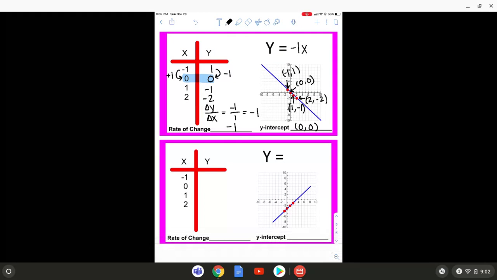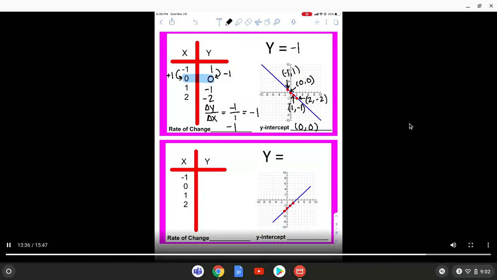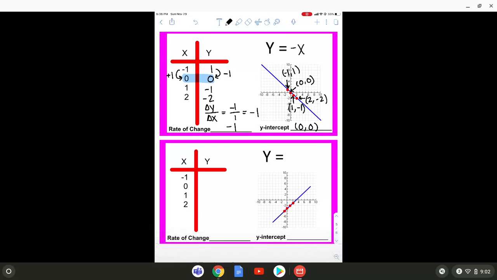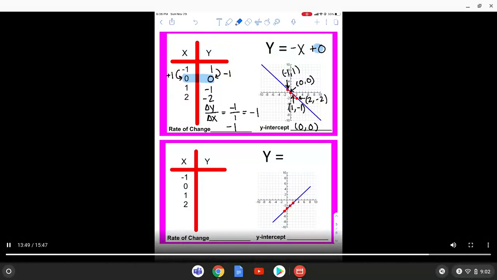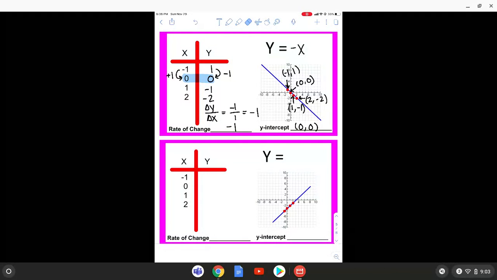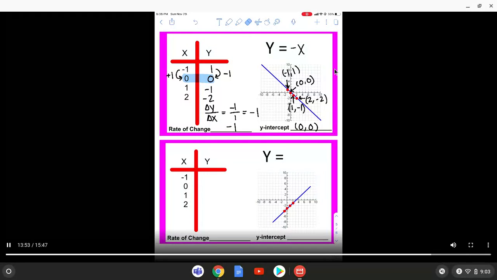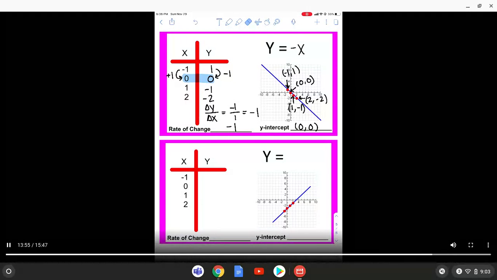So I can write this as negative 1x, but I want us to get in the habit of not writing that 1 and instead just writing negative x. Okay? And like I said, technically you have negative 1x plus 0, but the 1 and the plus 0 aren't needed. So it's just y equals negative x.